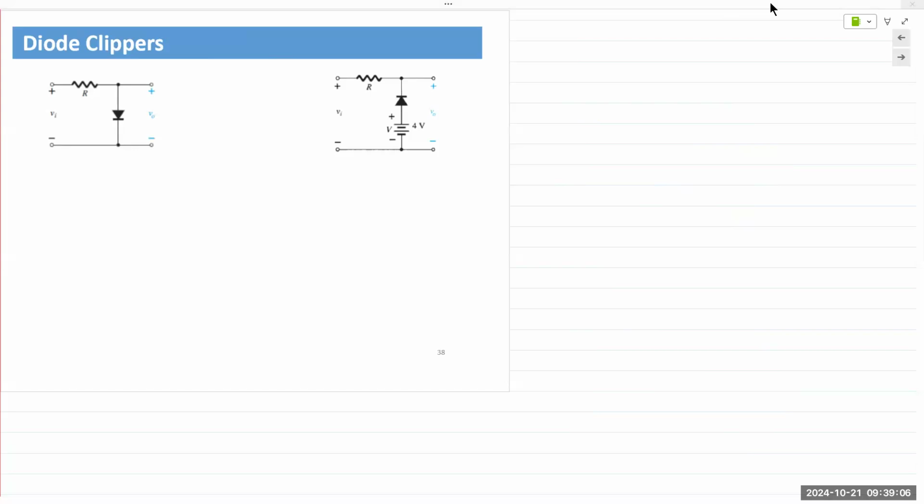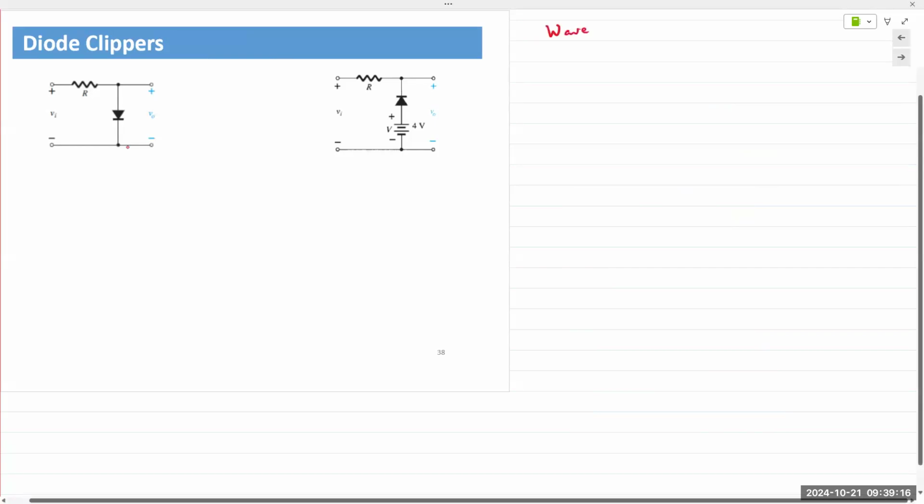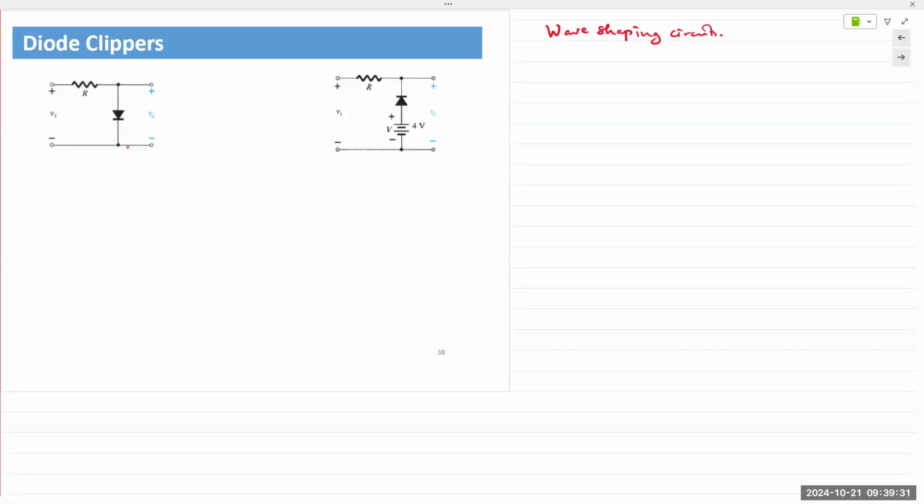All right. So for this kind of circuit, these are known as wave shaping circuits. We have a diode connected either in series or in parallel to the output. What it does is it takes the incoming input waveform and modifies it in some way. Thus, we say it's shaping the waveform.